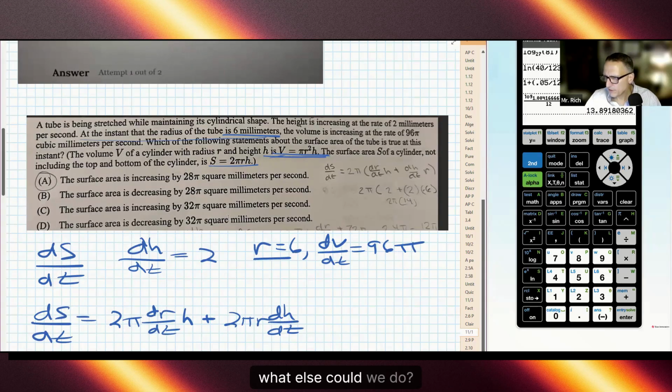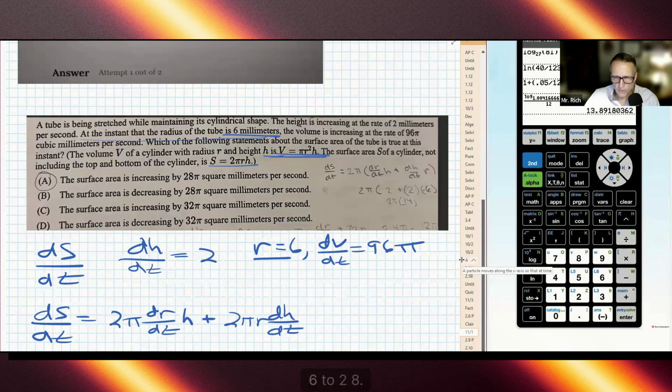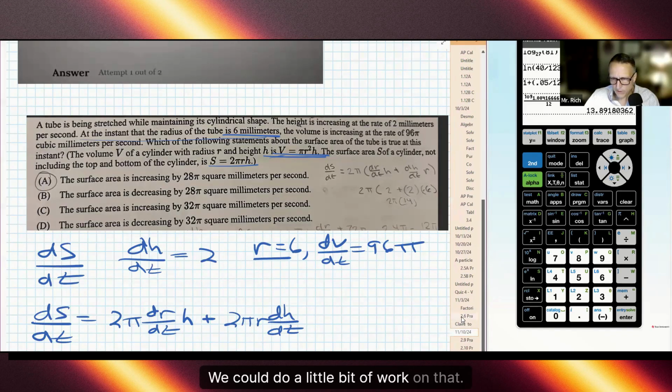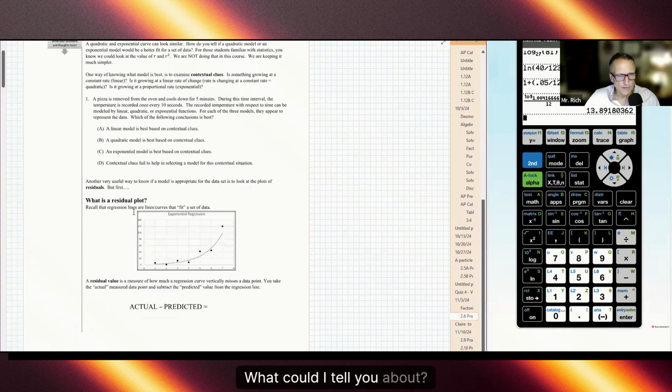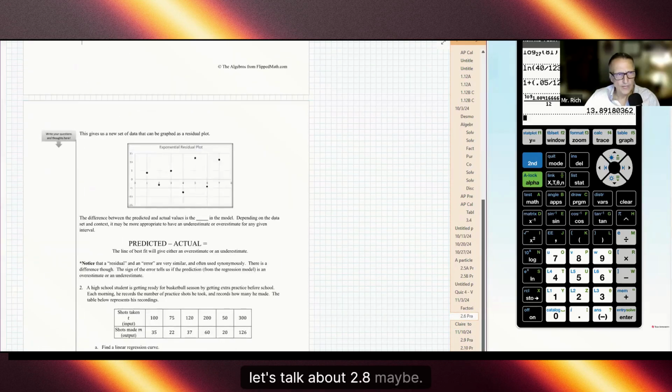What else could we do? I know that some of you AP Precalc students are maybe taking a quiz this week on 2.6 to 2.8. We could do a little bit of work on that. What could I tell you about? Let's talk about 2.8 maybe.